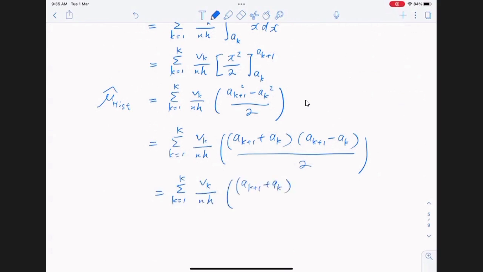Now, what is the difference between ak and ak plus 1? This difference is the width of bk, the width of the class interval. So it is equal to h. So we can see in the numerator there's an h, and in the denominator there's another h. These two will cancel each other. So what remains will be 1 over 2n, the sum of vk multiplied by ak plus 1. So this completes the proof.